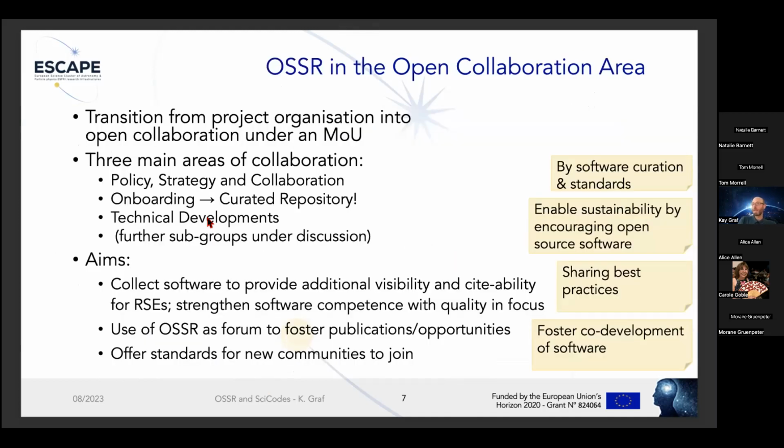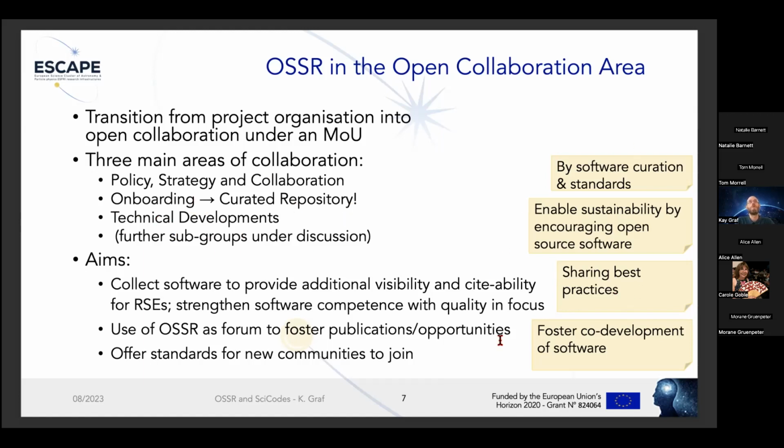So as I said, we started as a funded project. We're now in an open collaboration area, and that's of course a little bit of a transition phase here. And we will continue in 3 main areas of collaboration within that open collaboration: policy, strategy and onboarding. So the OSSR is actually a curated repository, community repository, and we want to keep it like that. So there is a curation process, and of course, we still need the technical developments.